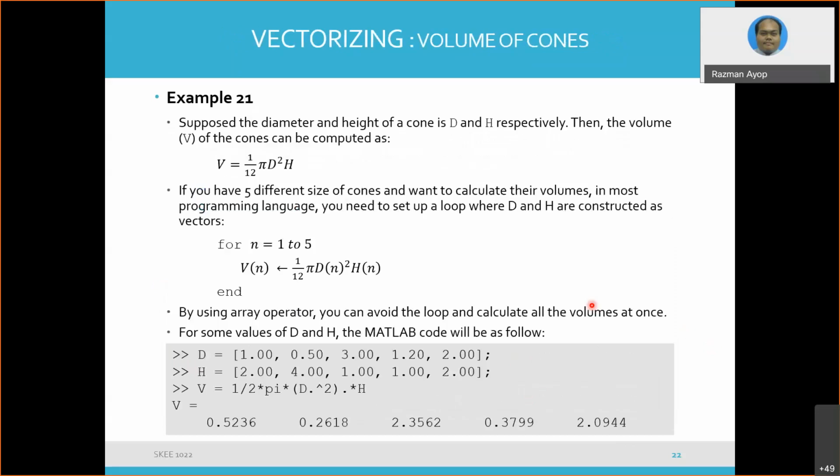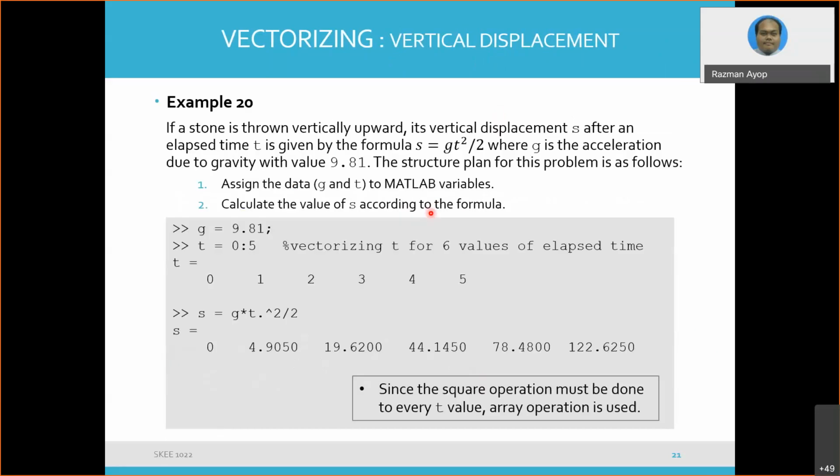So here is another example, vectorizing the volume of code. So this is mathematics. Doctor: Yes, I don't understand the dot. What's the function of the dot? The function of the dot is array multiplication. How can I show you?